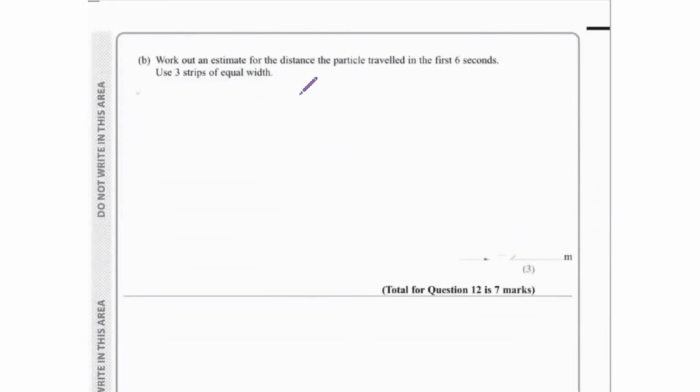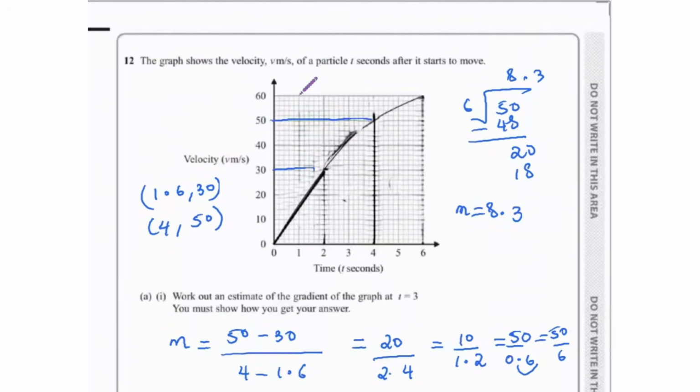Then work out an estimate for the distance the particle traveled in the first 6 seconds. Use 3 strips of equal width. Another thing you need to know about velocity-time graphs is that the area under the graph gives you the distance. Since we want the distance for the first 6 seconds, we draw 3 strips of equal width, and then we find the area of these strips. The first part from 0 to 2 is a triangle. From 2 to 4, it's a trapezium, and from 4 to 6, it's also a trapezium.